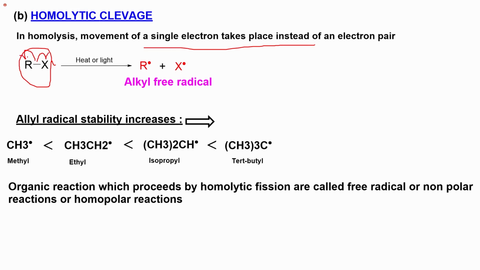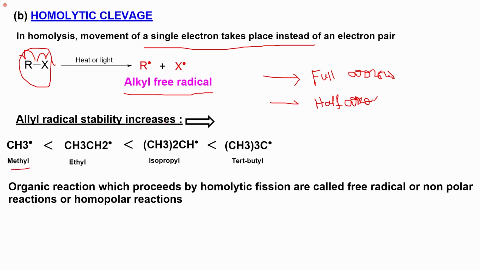When a single electron moves, we use a half arrow. This is called a full arrow, and we use it for heterolytic cleavage. The half arrow we use only for homolytic cleavage. Why? Because in heterolytic cleavage, a lone pair of electrons goes to the more electronegative atom, but in homolytic cleavage only a single electron moves. That is why we take only the half arrow. In this way the electrons are equally distributed to both atoms, giving R dot and X dot, which is called the alkyl free radical. Now, how does allyl radical stability increase? Let's start from the CH3 methyl.